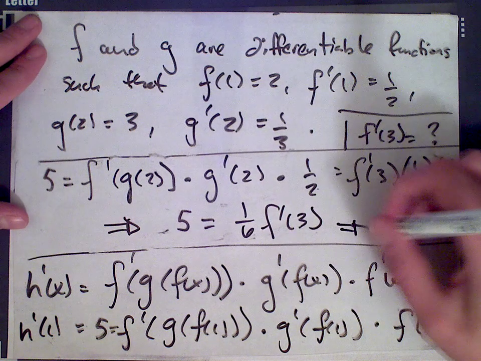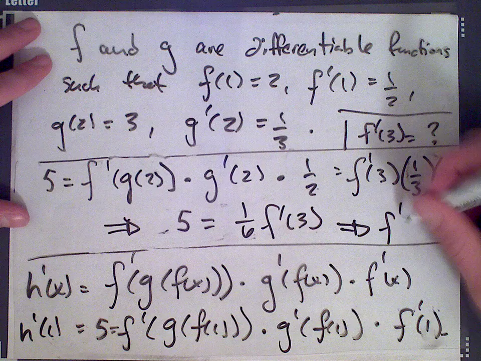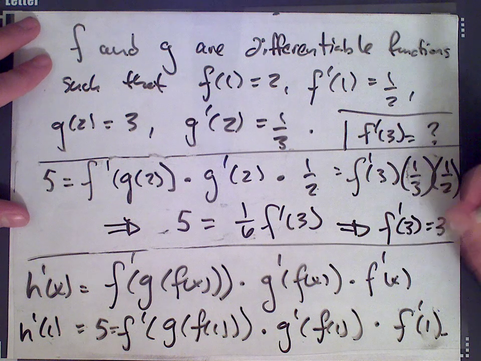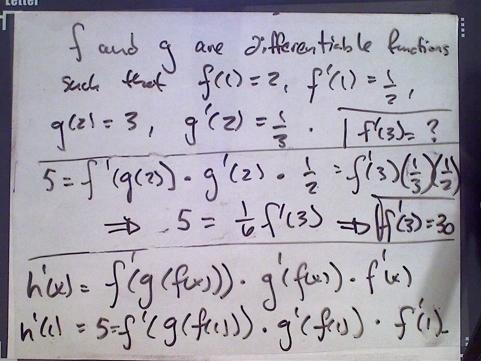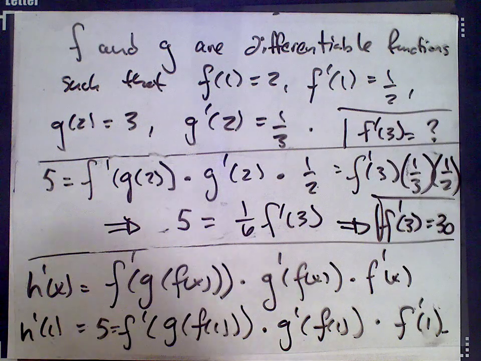And so finally, f prime of 3 is 30. Okay? And that's the answer and solution to problem number 20.